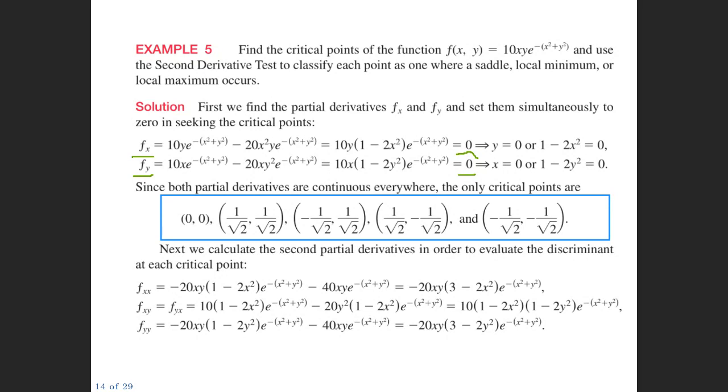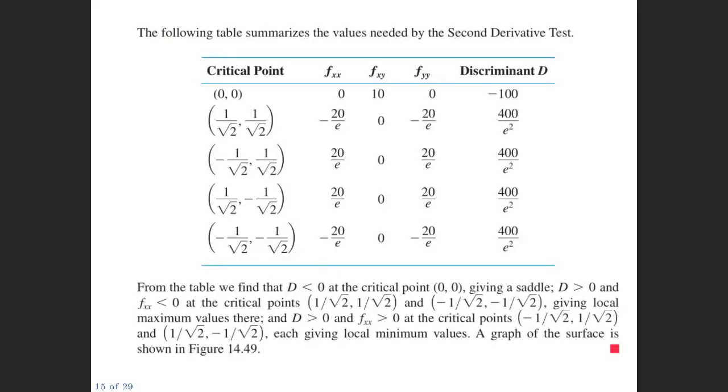The next step is to calculate all of the second order partial derivatives. Again, I'm going to be quick. You can come back here, you can read your textbook and check the details. And then the book is calculating the values of these second partial derivatives and the discriminant or the Hessian at each of these points. First, at the point 0, 0, the Hessian or the discriminant is a negative number, so saddle.